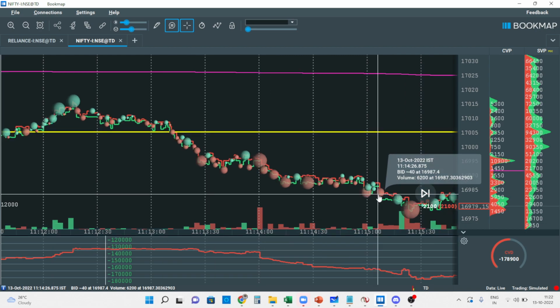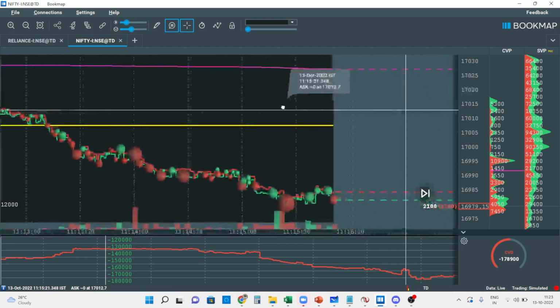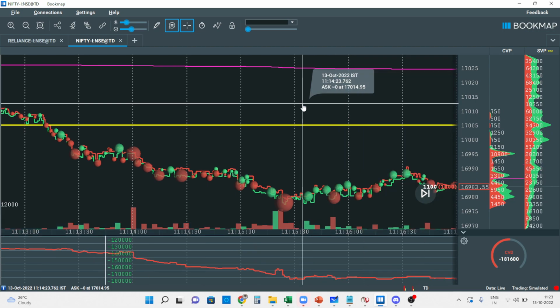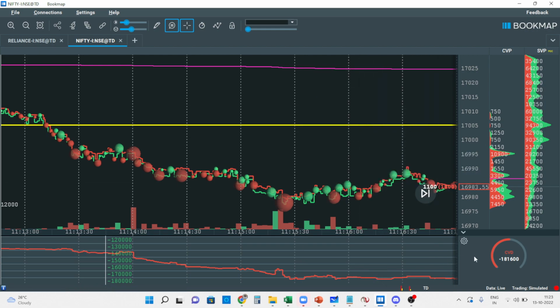Moreover, the market is going like a trending day, and the odds are that it might hit levels like 16,950. Today the chances are very high. We might even test 16,920 levels. The reason is that the CVD has been extremely negative right from the start.